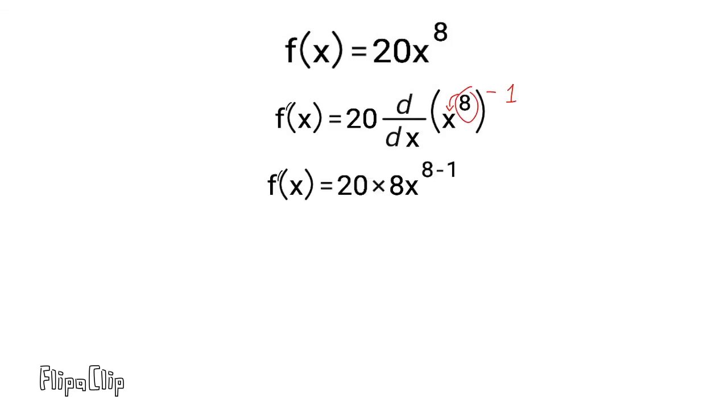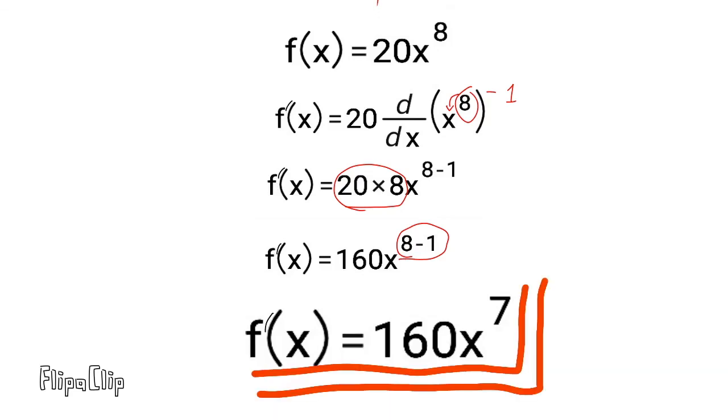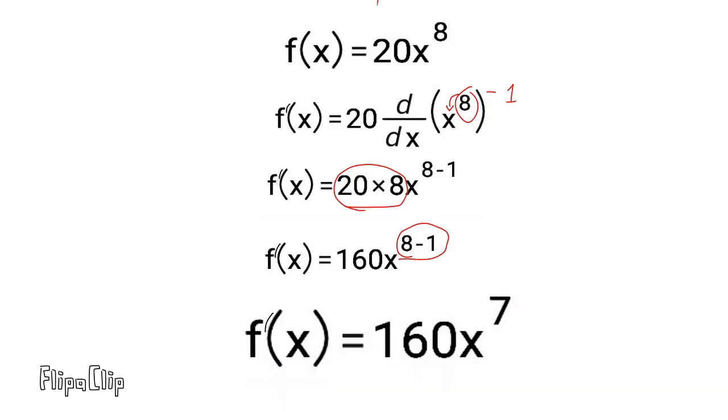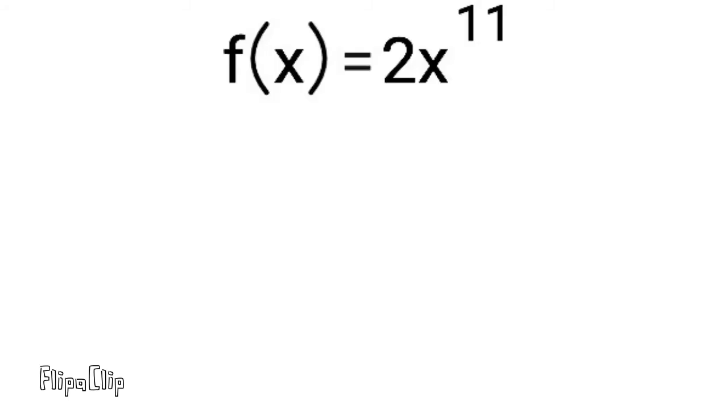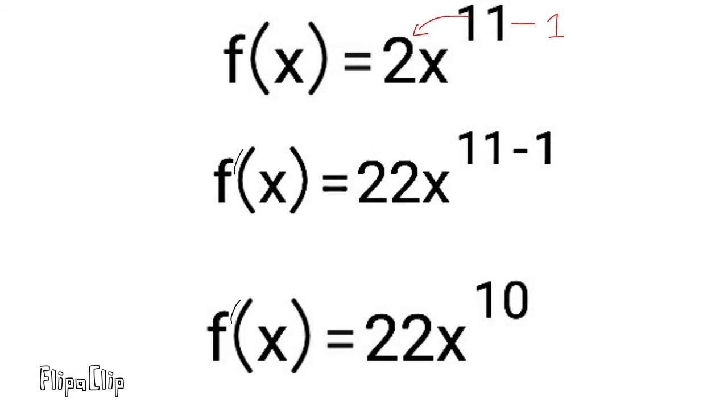We'll have another example. We have f of x is equal to 20x raised to the power of 8. Same process, multiply the exponent to the coefficient, so it will become 160x. Then subtract 1 from the exponent, so it will become 7. So simply, our final answer is 160x raised to the power of 7. We'll have our last example for today's rule. We have 2x raised to the power of 11. Same drill, multiply and subtract. So we have 22x raised to the power of 10.